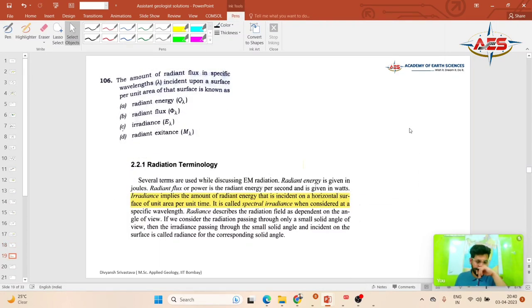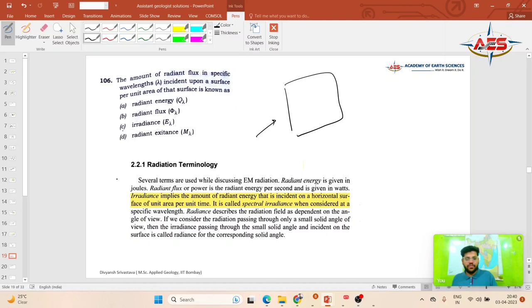106, okay, this is also a very direct question from remote sensing. The amount of radiant flux in specific wavelengths lambda incident upon a surface per unit area of that surface is known as.